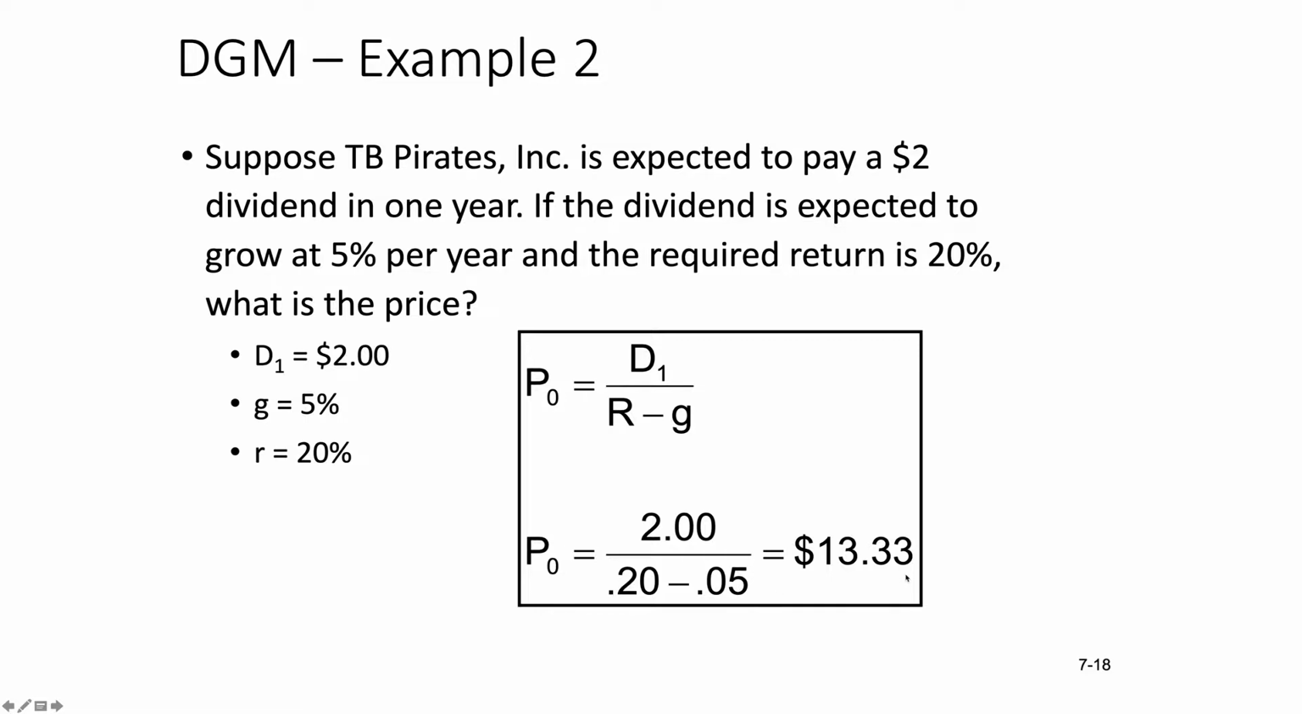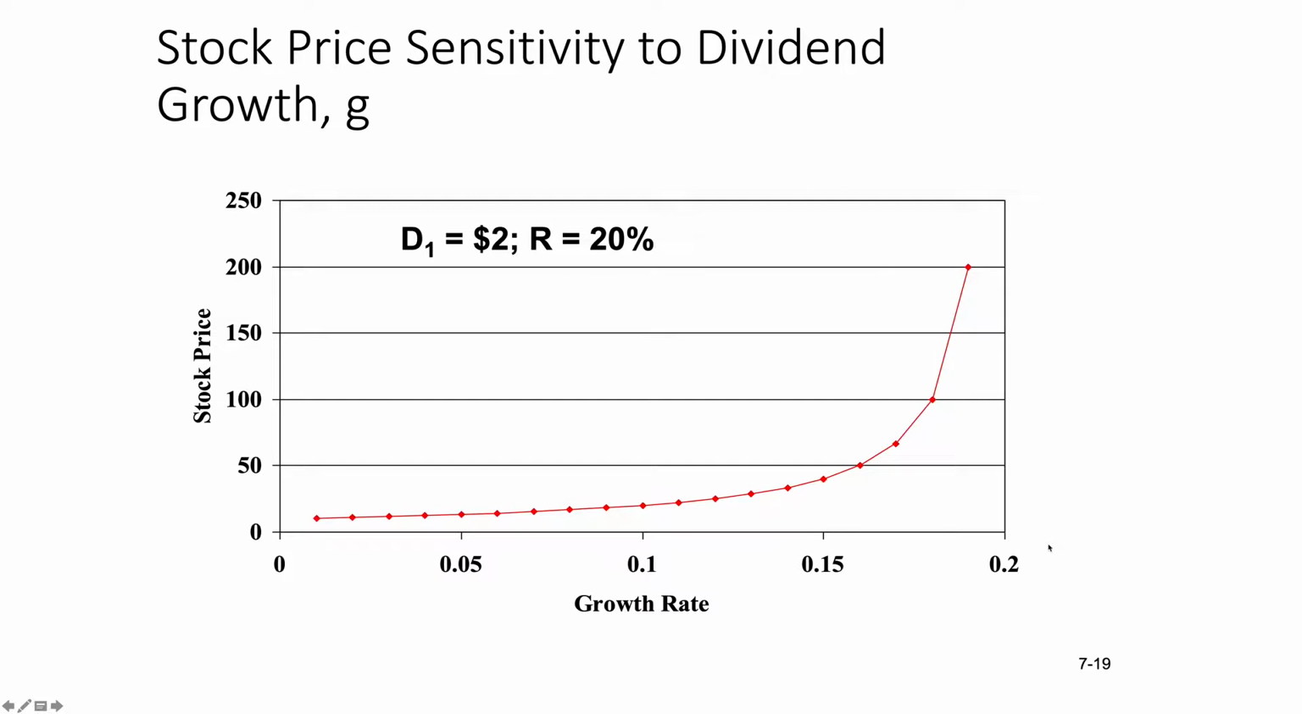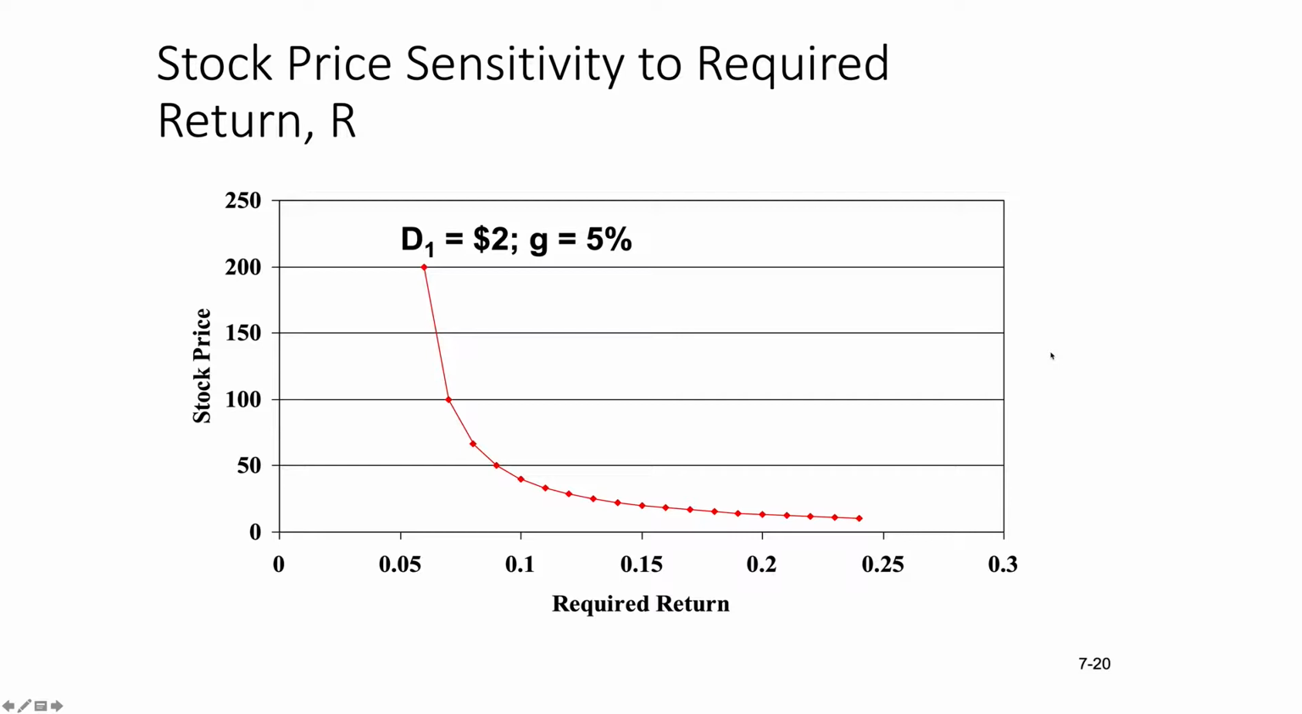Okay. Now the stock price is positively related to the dividend growth rate. High growth rate, high stock price. The stock price increases at an accelerated rate. On the other hand, the stock value is a decreasing function of the cost of capital, or required rate of return. High rate, then the value will go down.